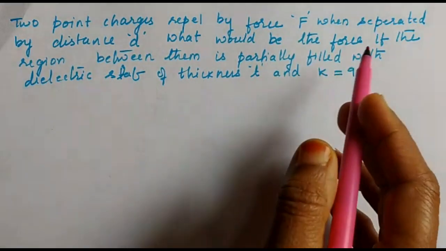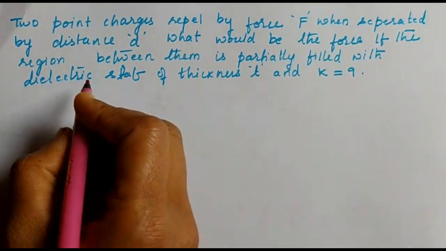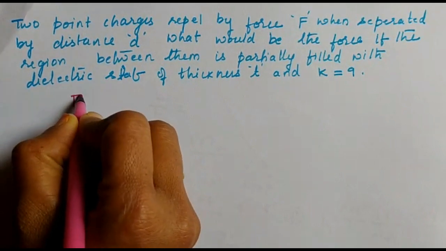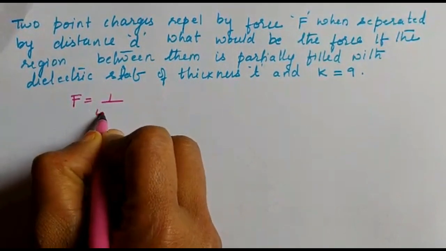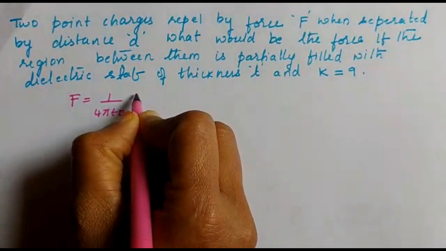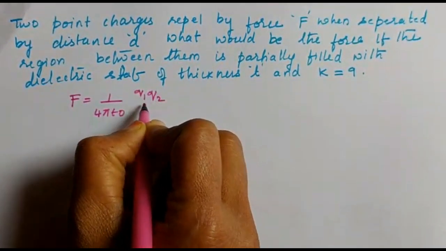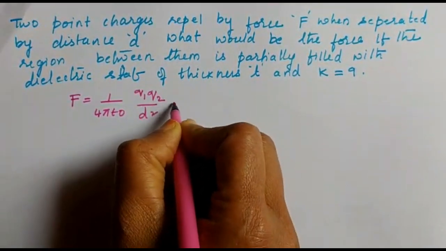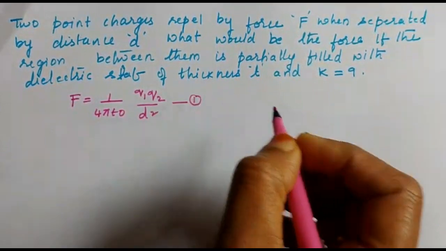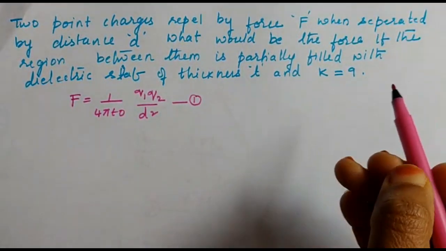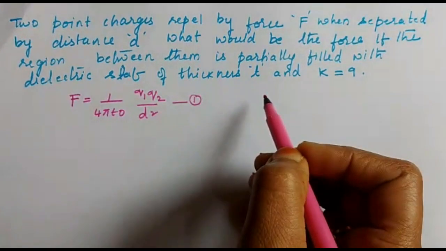It's given that 2 point charges repel each other by a force F when the distance between them is d. So F is equal to, in free space, 1 by 4 pi epsilon naught q1 q2 divided by d square. Call this equation 1. And now we need to find the new force when the region is partially filled with a dielectric.